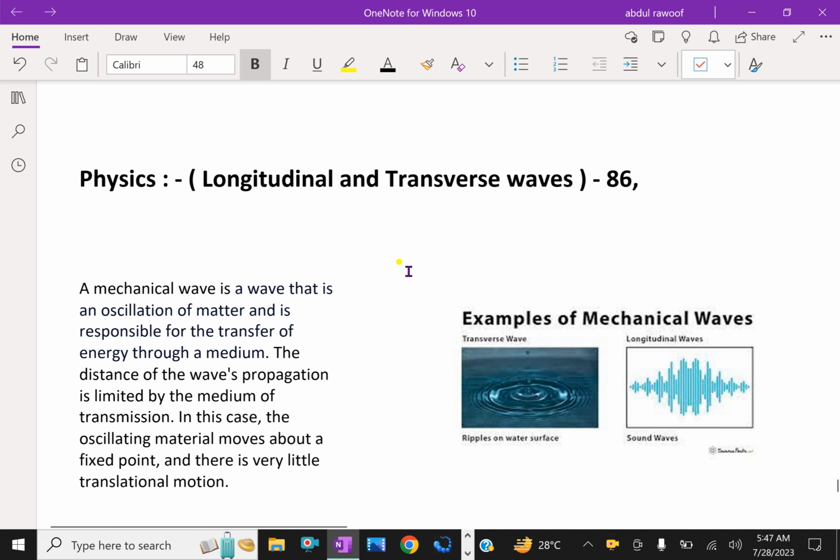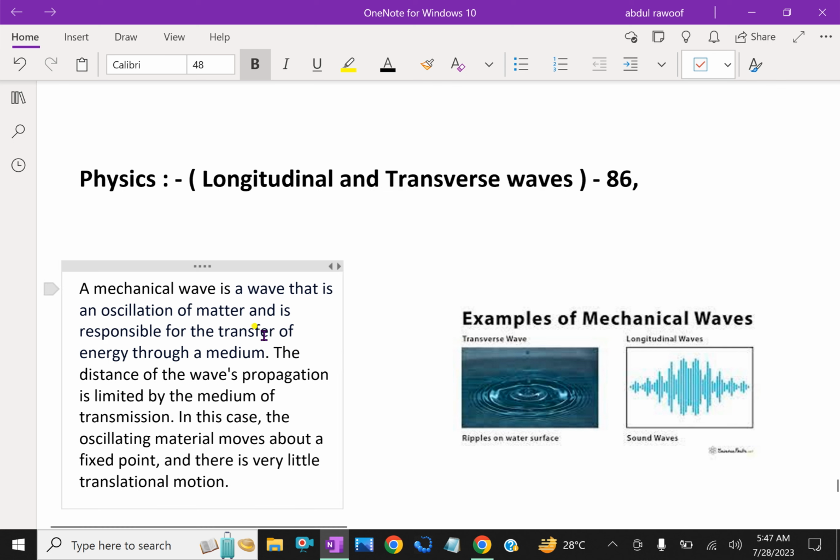In physics, let us discuss longitudinal and transverse waves. You may see that the motion of mechanical waves involves oscillations of the constituents of the medium. If the constituents of the medium oscillate perpendicular to the direction of wave propagation, we call the wave a transverse wave. If they oscillate along the direction of wave propagation, we call the wave a longitudinal wave.